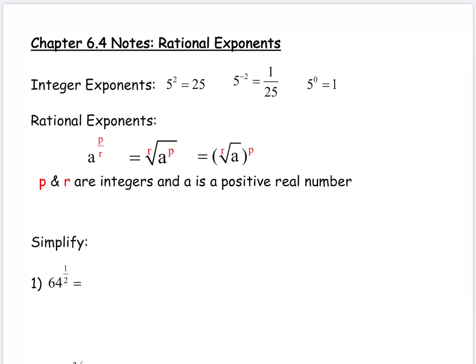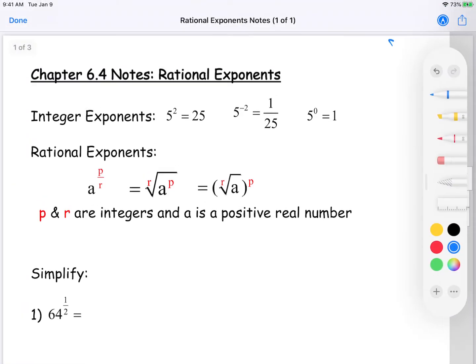The reason why this is the same thing is because if I think about this as a to the p times a to the 1 over r, this is going to equal a to the p over r. So that's why they're the same thing.